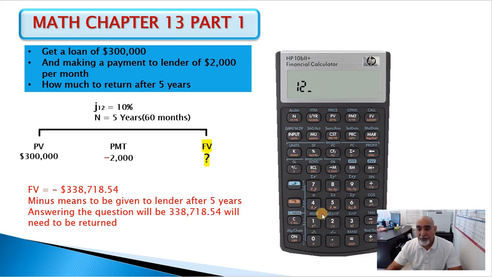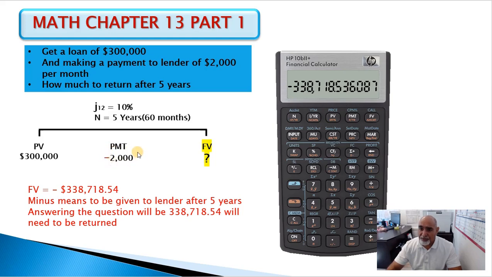So 12 for the compounding periods per year, 10 for the interest rate per year, N is 60. Interest rate's been dealt with. PV, we got a loan of 300,000. Now for the payment portion, it says we're making a payment to the lender of 2,000. That means money's going out of our pocket every month, 2,000. That means this number is negative. Done. And at the end, that means 338,000 is still owing. This negative means we owe 338.